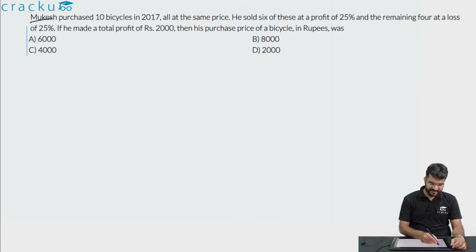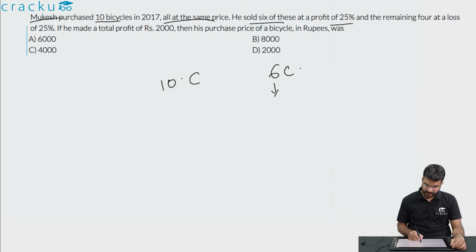In this question, it is given that Mukesh purchased 10 bicycles in 2017, all of them at the same price. So let this price be equal to C, and he has purchased 10 of such bicycles. He sold 6 of these bicycles at a profit of 25%. So 6 of the bicycles he sold at 1.25C. This is at a profit of 25%, and the remaining 4 he sold at a loss of 25%. So he sold each one of them at 0.75C.